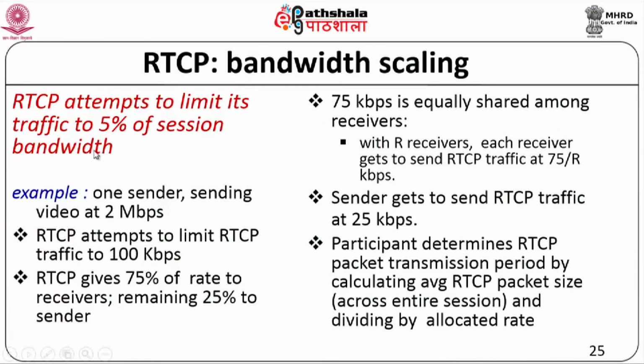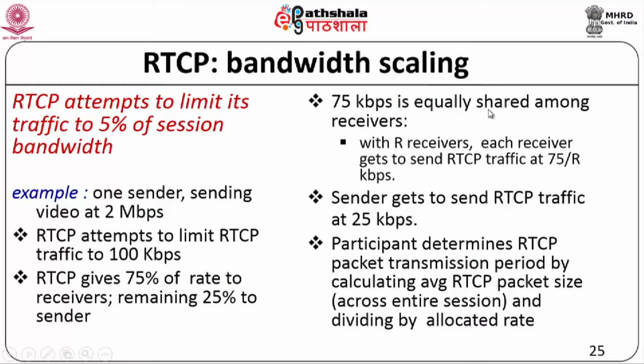So, how is the bandwidth scaling handled in RTCP? As I said, it attempts to limit its traffic to 5% of session bandwidth. Let us look at an example to see how exactly the scaling works out. Let us say there is one sender sending video at 2 megabit per second. RTCP will attempt to limit the RTCP traffic to 5% of 2 Mbps, which comes to about 100 kilobit per second. Out of this, 25% will be allotted to the sender and 75% is given to the receivers.